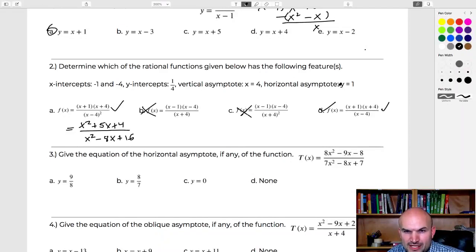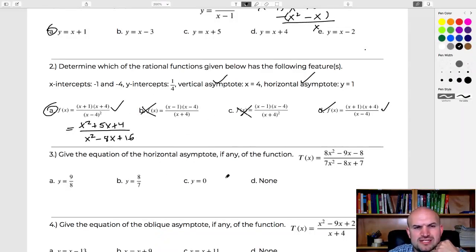All of these have a y asymptote of 1 because the powers are the same and the leading coefficients are 1, so everything covers that. Vertical asymptote here, everything covers that, or at least these two cover that. But the y-intercept, remember, it's constant over constant, so that's why A is our answer.